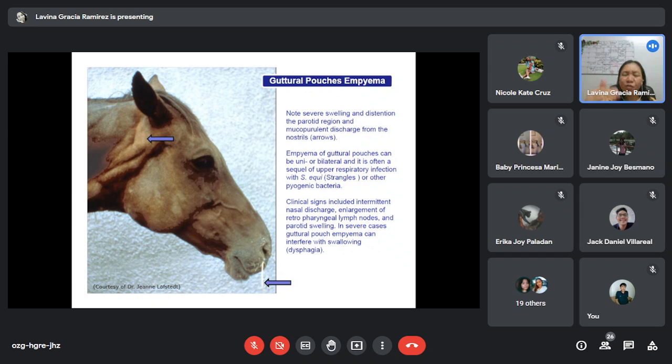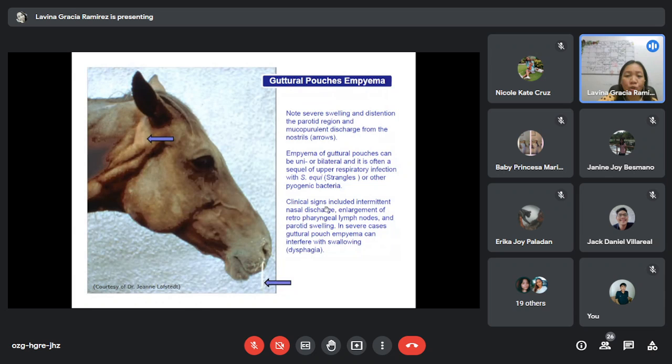But definitely, the progressive lesions and production of rich exudates are caused by secondary infections. As I've told you in our strangles lesson, pyogenic bacteria are what produce the pus here. So this is how it manifested.